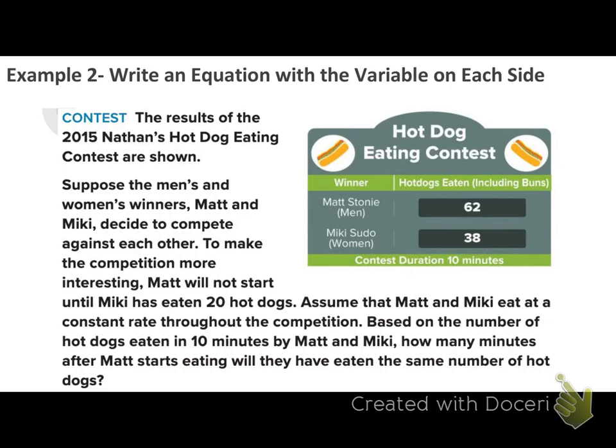How many minutes after Matt starts eating will they have eaten the same number of hot dogs? I believe the book uses the variable m to represent that number of minutes. Correct me if I'm wrong, someone who has their book open. M is going to equal the number of minutes after Matt starts eating that they will have eaten the same number of hot dogs. Okay?